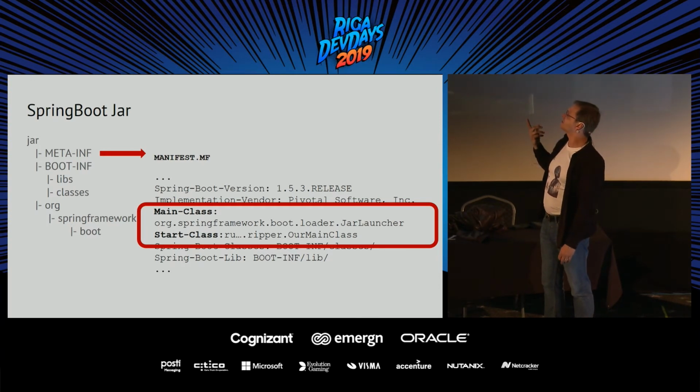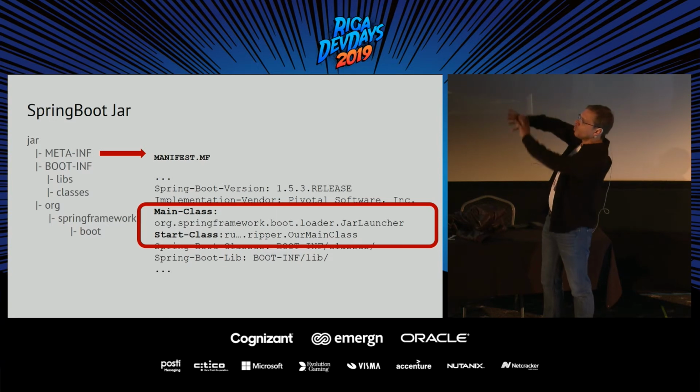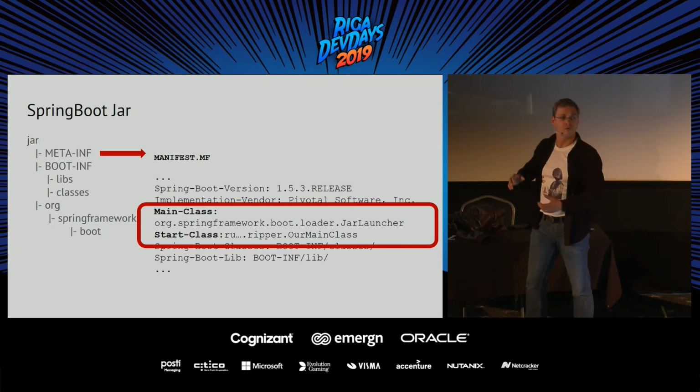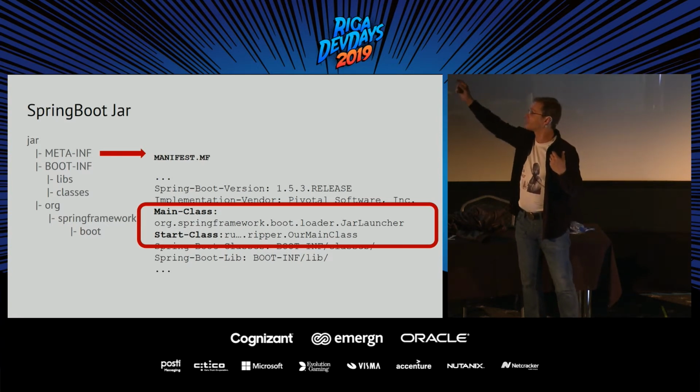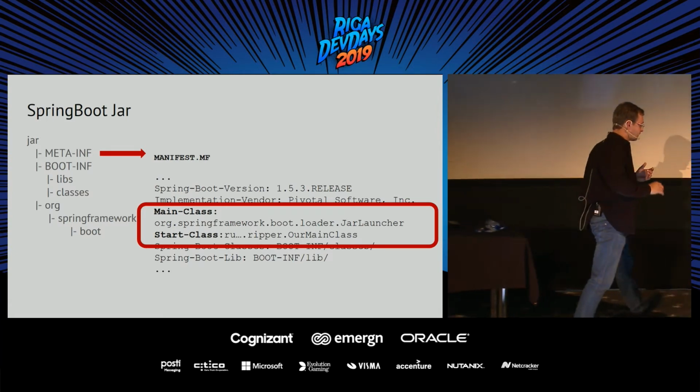Now the question is, first of all, who is creating this manifest file, and how does it know that our main class is our main class? Okay, how is it done?